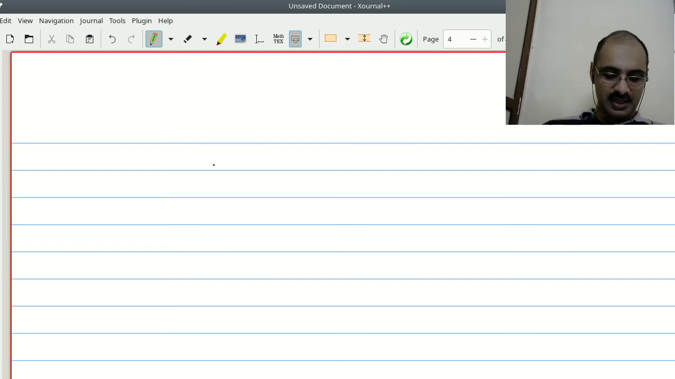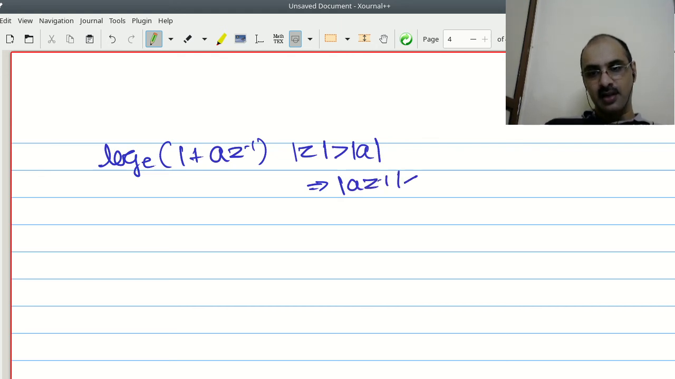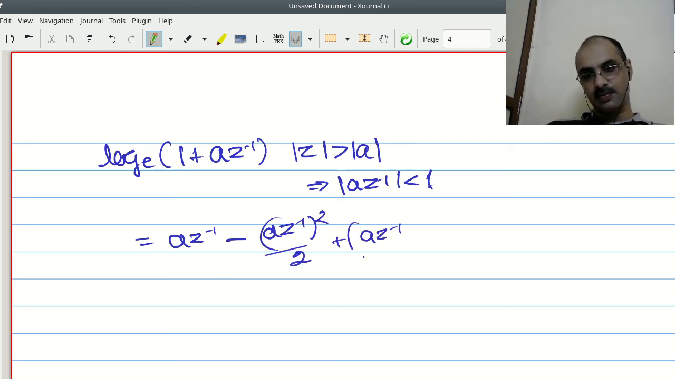You can also take something which is a little more non-trivial. Let's say we take log to the base e of 1 plus AZ inverse, and we have mod Z is greater than mod A. So mod Z is greater than mod A implies that mod AZ inverse is less than 1, and you know that the log admits a power series expansion. Of course, even for complex numbers it does. You can write this as AZ inverse. So remember, it's minus AZ inverse the whole square by 2 plus AZ inverse whole cube upon 3 and so on.